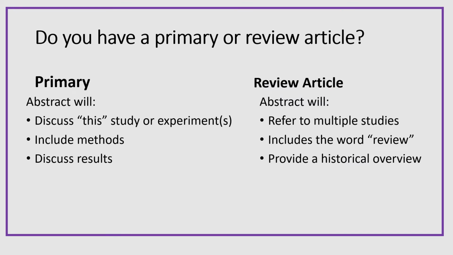Once you determine that you have a scholarly article, you will have to decide if you have a primary research or review article. There are a couple of things to look for. Primary source articles will refer to this study or experiments, and they will include a discussion of the methods and then the results. Review articles tend to refer to multiple studies. They often include the word review, and they typically provide a historical overview.